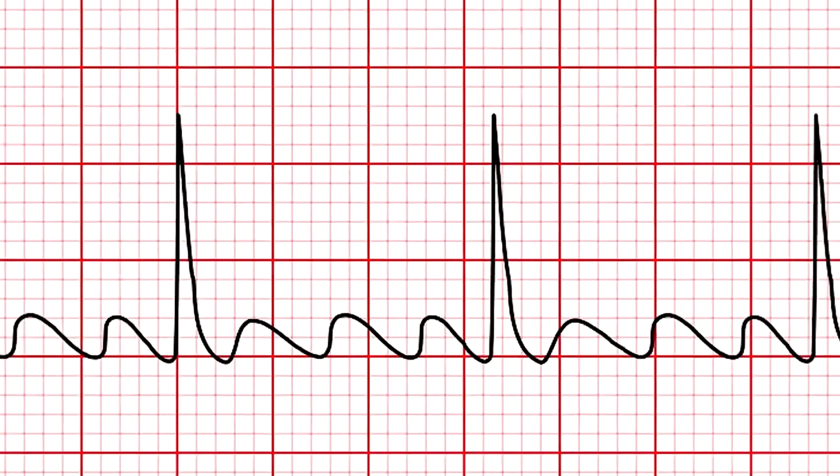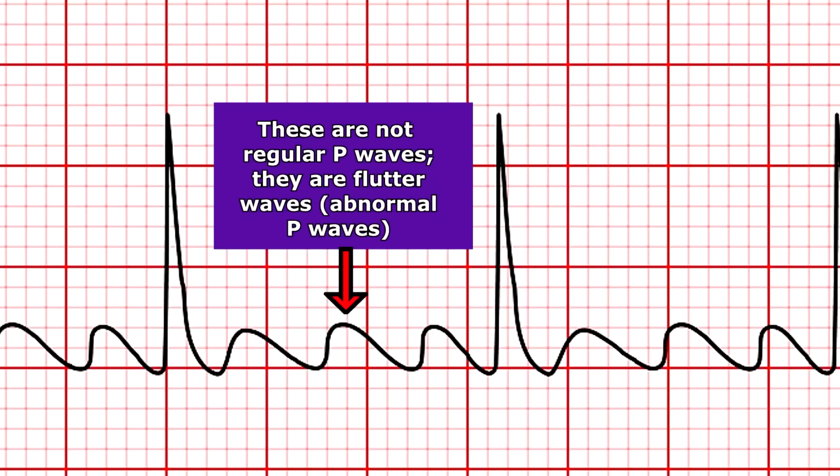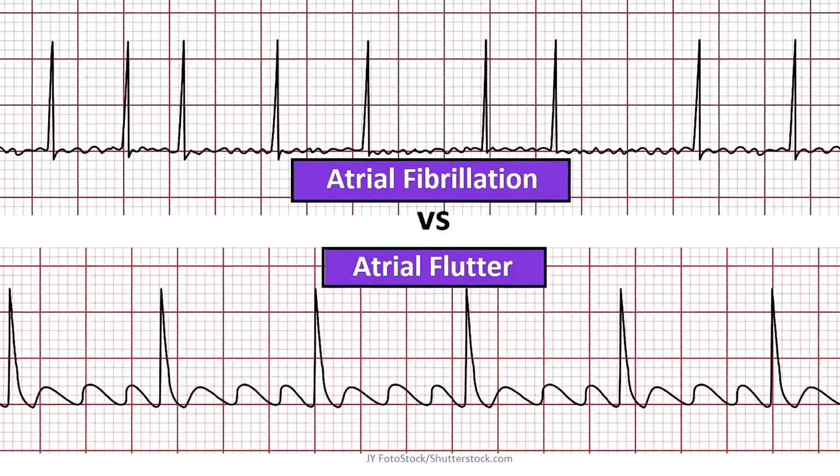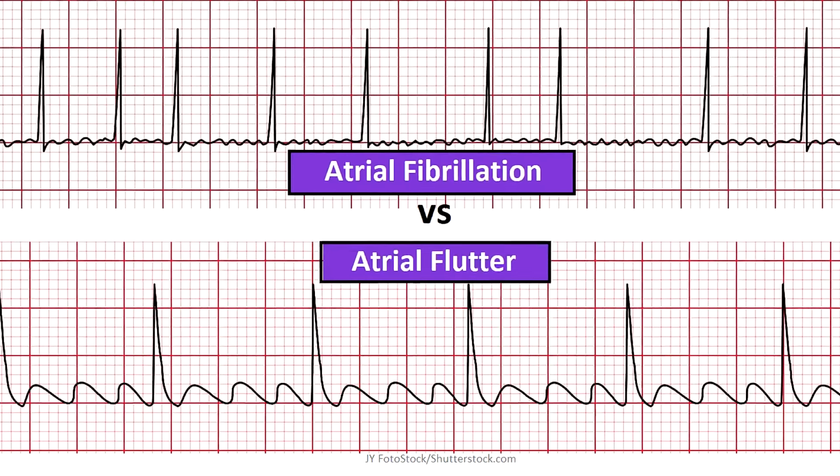Now, it's important to note that these waves that you see in front of the QRS complex are not P waves, but abnormal P waves that we term flutter waves, and they have this sawtooth appearance. Now, this sawtooth appearance is one of the key points in helping you discern atrial flutter from atrial fibrillation.